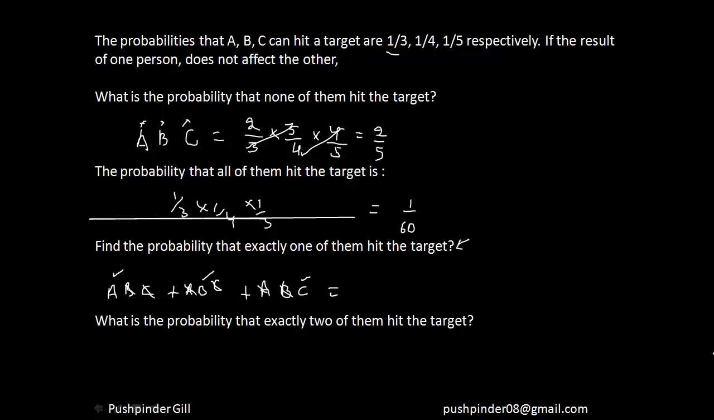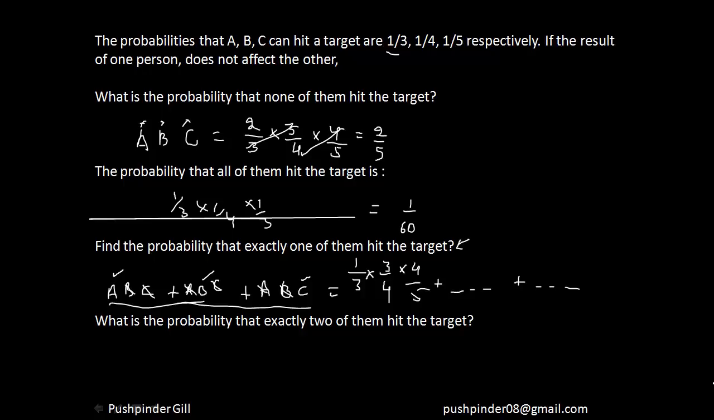Now you understand, guys, whenever a case differs, we have to add, and within that particular case, we have to multiply, right? So these are all three cases. You find the probability and you're going to get the answer. So let me just do it for you a little bit. The probability that A hits the target is 1 by 3, into the probability B does not hit, that is 3 by 4, right? Into the probability that C does not hit, it's 4 by 5. Plus, you solve this one here, you solve this one here, and you calculate the answer. So I hope everyone understood how I calculated exactly one of them hits the target.